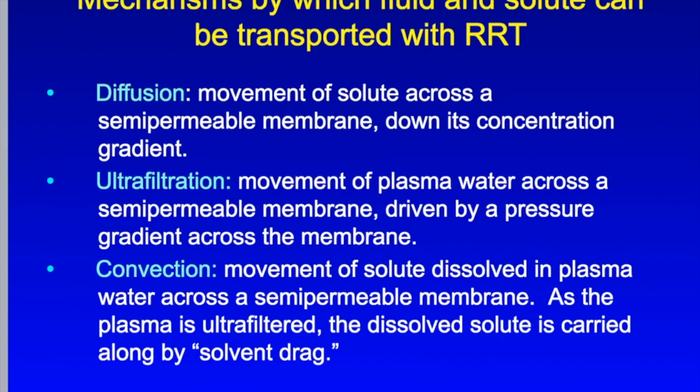First, let's start with some basic terms that describe the mechanisms by which fluid and solute can be transported with RRT. Diffusion is the movement of solute across a semi-permeable membrane down its concentration gradient. Ultrafiltration is the movement of plasma water across a semi-permeable membrane driven by a pressure gradient across the membrane. And convection is the movement of solute dissolved in plasma water across a semi-permeable membrane. As the plasma is ultrafiltered, the dissolved solute is carried along by solvent drag.